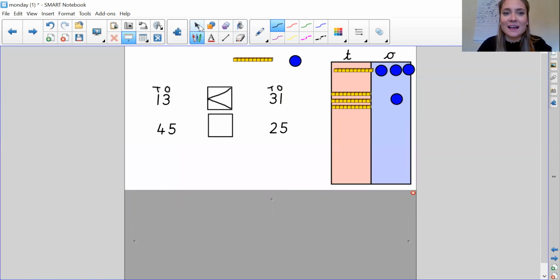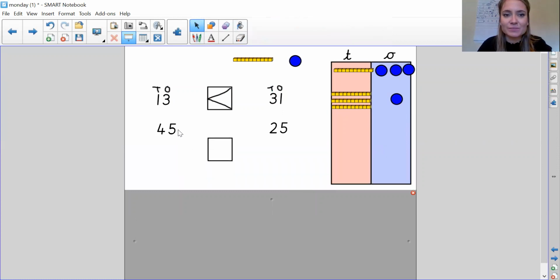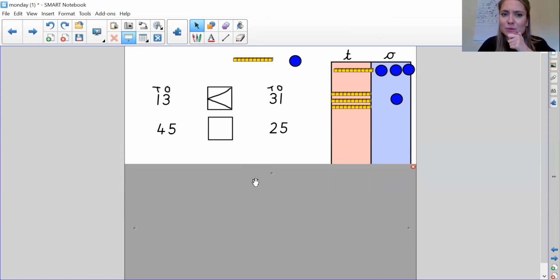Okay, let's have a look at my next one. Oh, I can't move it. Never mind. Okay, let's have a look at my next one. So I've got 45, 25. How do I know which one's bigger and which one's smaller?